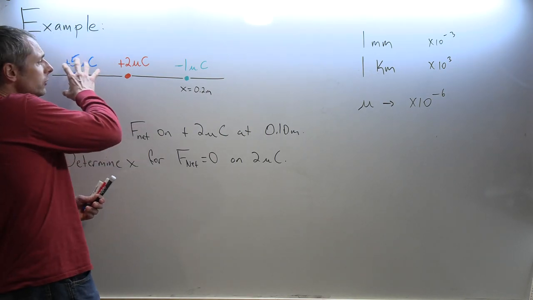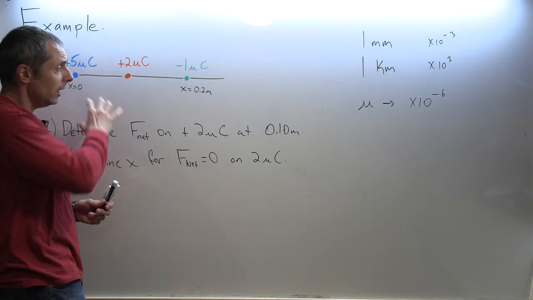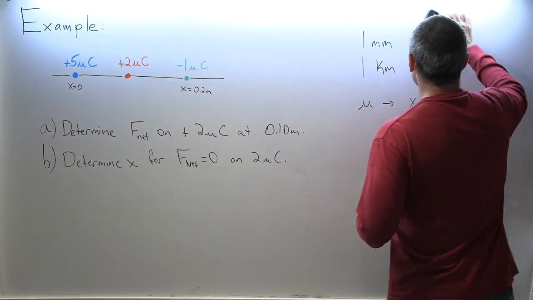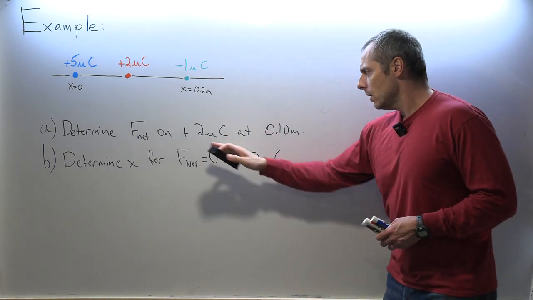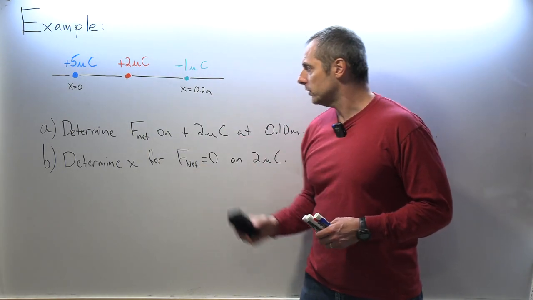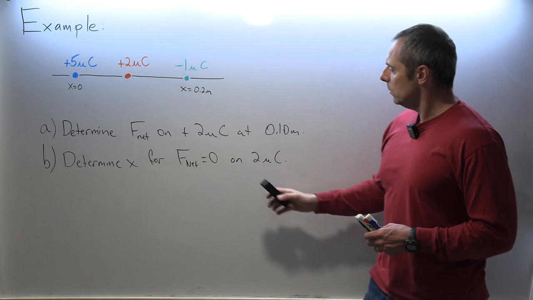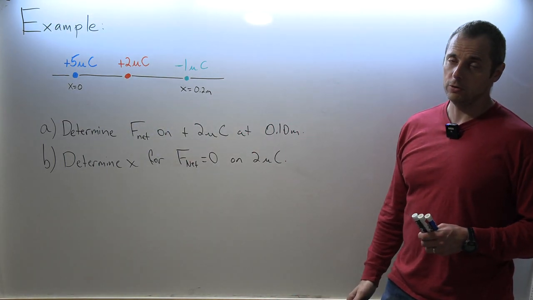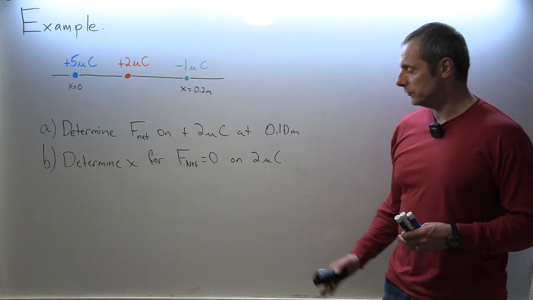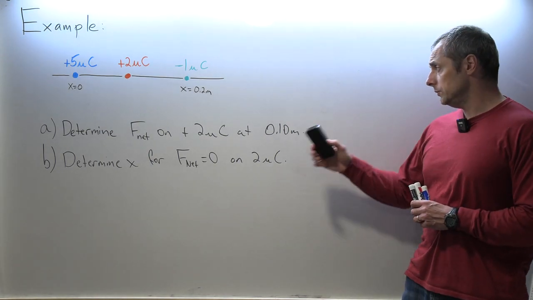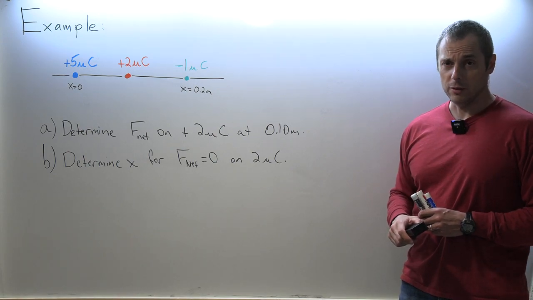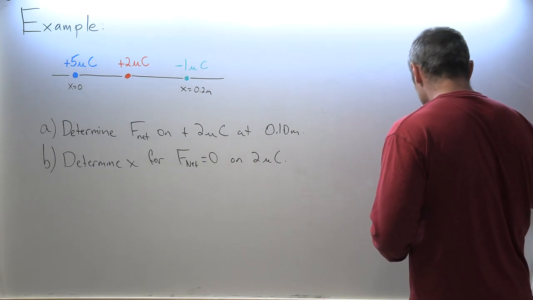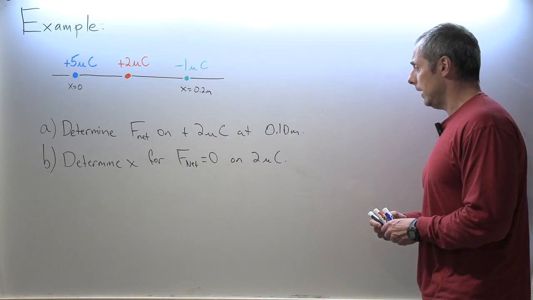Okay? So these are just little tiny bits of charge on this x-axis, maybe pieces of dust that are charged up. And so the question is, what is the F net in this current location, and where can I put this charge for it to have a net force of 0 caused by the other two charges? I'll pause the video here to give you a chance to jot this example problem down. Okay, so let's begin with part A.